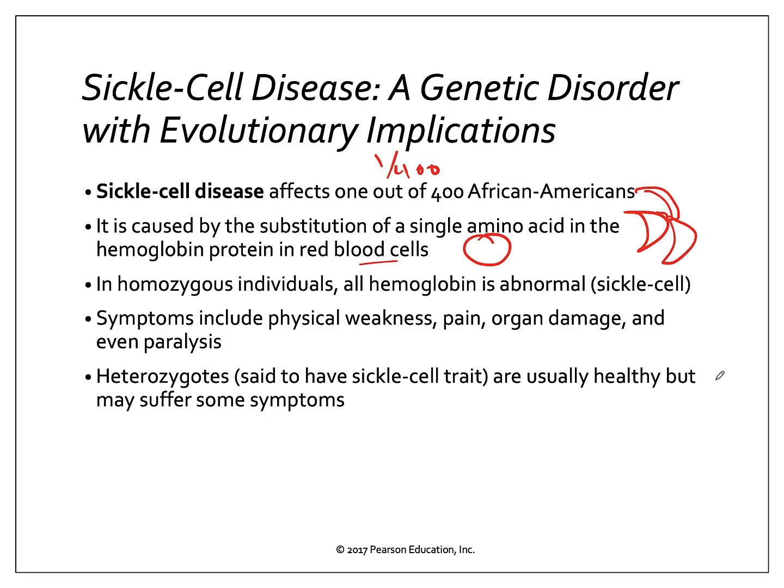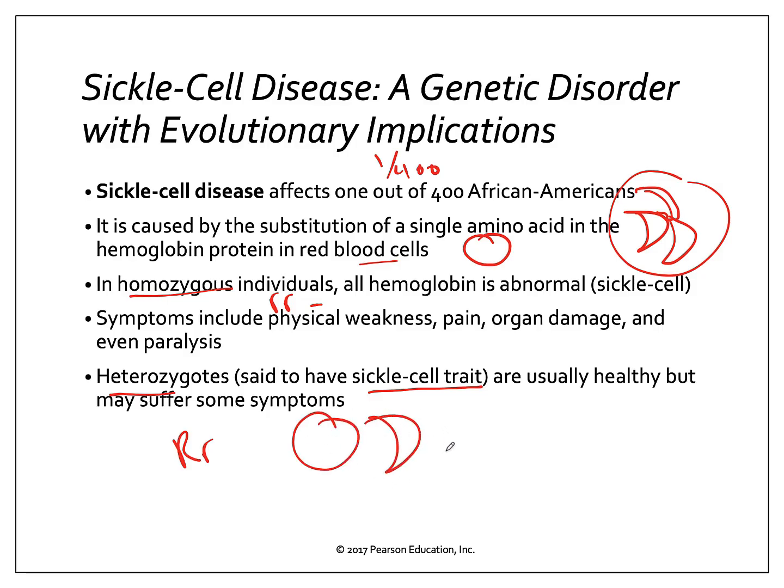They're also not as good at absorbing oxygen and carrying oxygen. So somebody who is homozygous, so little r, would have sickle cell disease, and all of their cells would be sickled like this. Somebody who's heterozygous, so big R, little r, has what's called sickle cell trait. So about half of their cells would be normal, and then another half would be sickle.